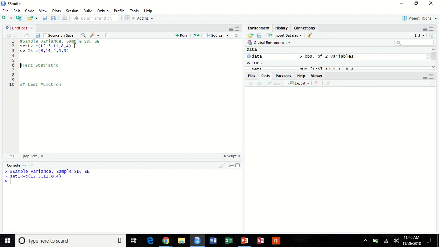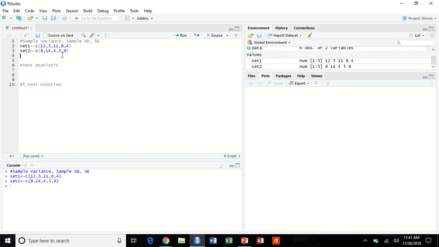Okay, so now we have our 2 sets. Now let's calculate sample variance. So to do this we do sd(set1) squared. And this is the sample variance for our first set. We could do the exact same for set 2.